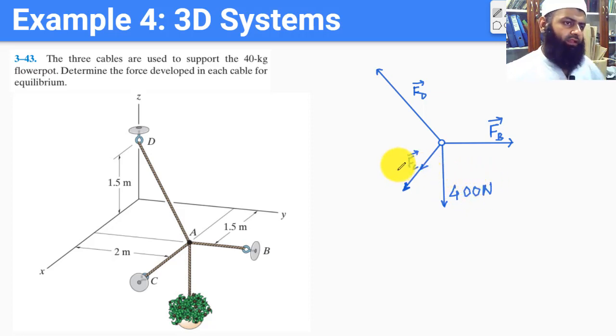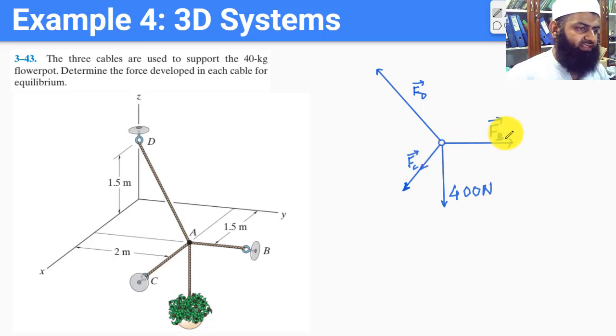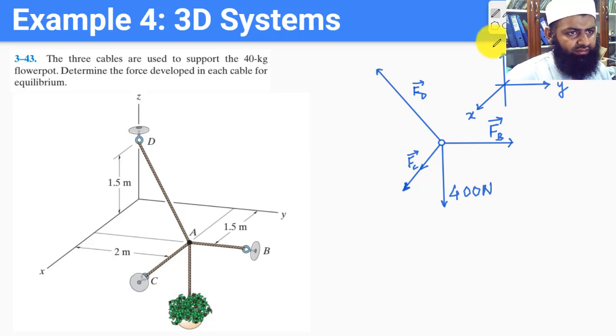And we would like to choose the same axes as shown in the diagram. So these are our axes. This is the x-axis, this is the y-axis, and this is the z-axis. So this completes our free body diagram. Let me label that free body diagram. And now the next step obviously is to write the equations of equilibrium.